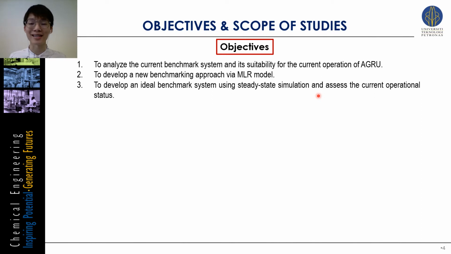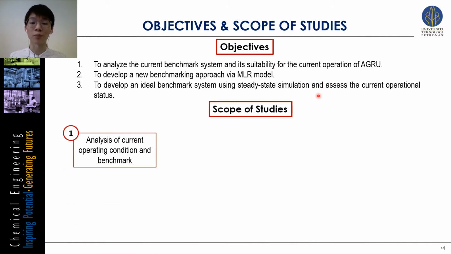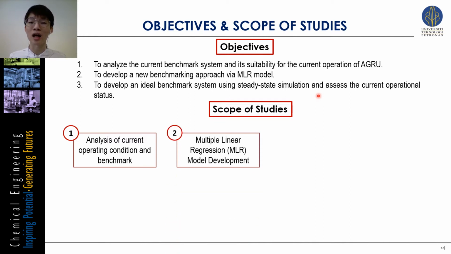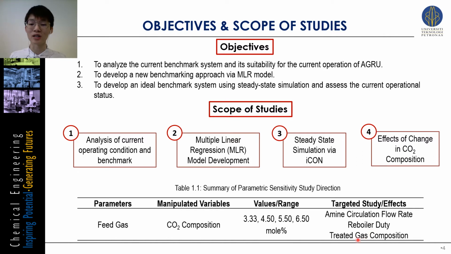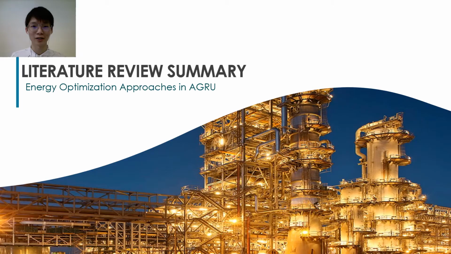In terms of the scope of studies, there are four scopes. Firstly, the analysis of the current operation condition and the current benchmark provided by company A. Next, the MLR model development, followed by the steady-state simulation ICON study. And finally, I will study the effects of change of CO2 composition, for which the targeted studies are the amine circulation flow rates, the reboiler duty, and ensuring that the treated gas composition does not violate the operations of this LNG plant.